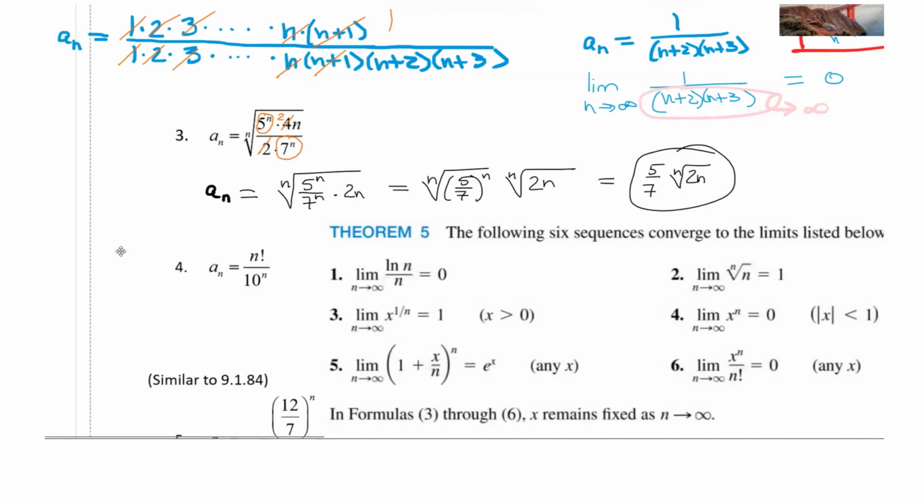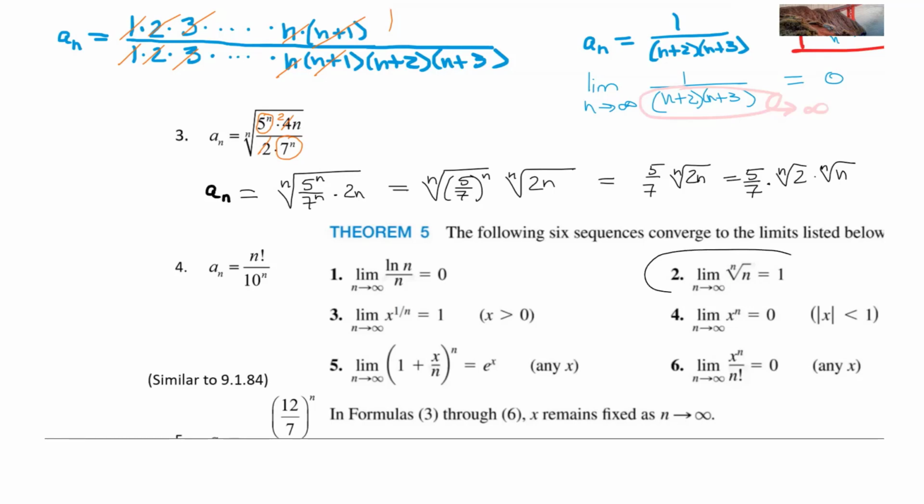Okay, do any of these rules look like they would be helpful for number 3, now that we have it written as 5/7 times the nth root of 2n? How about if I write it like this: 5/7 times the nth root of 2 times the nth root of n? Which rules look like they fit now?